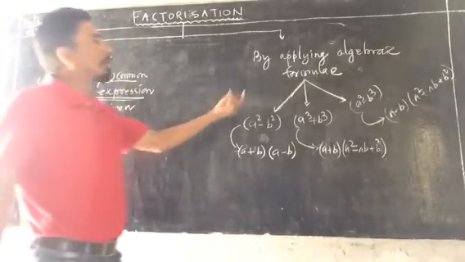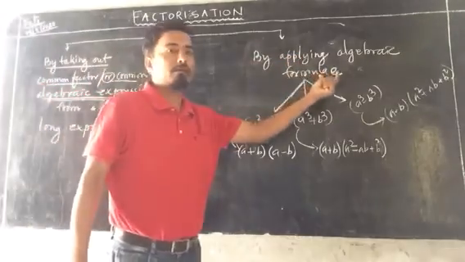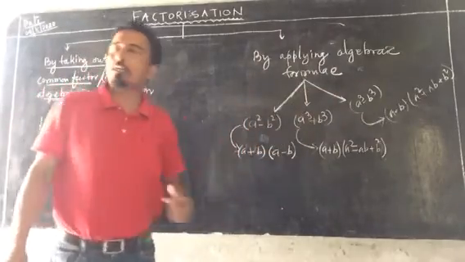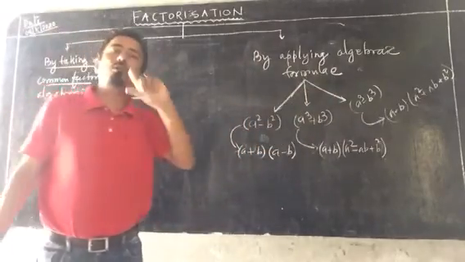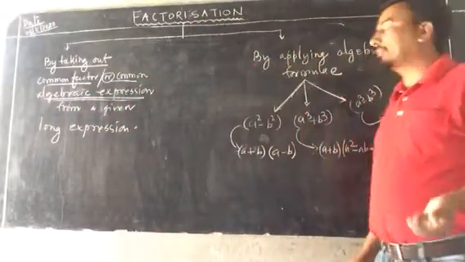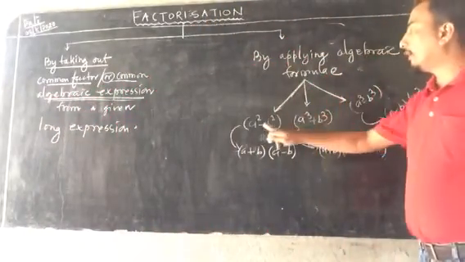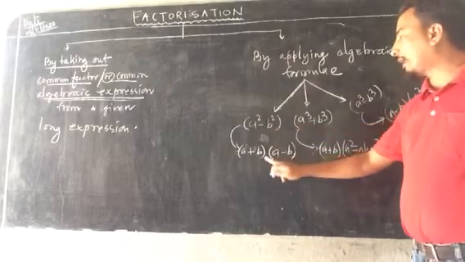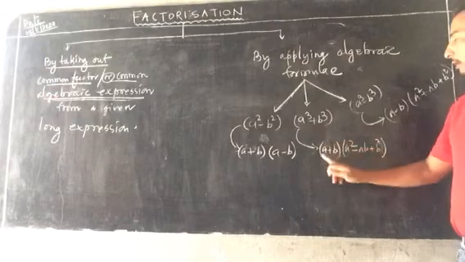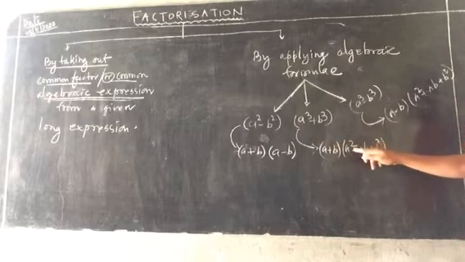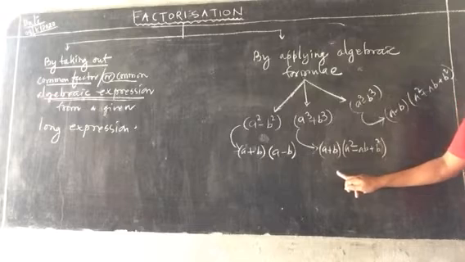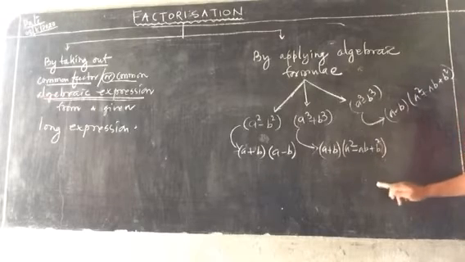Another method is by applying an algebraic formula. You can apply the algebraic formula, and especially only these three formulas are used. Other formulas are not used to factorize the expression. Okay, a square minus b square has only one formula, a plus b into a minus b. But a cube plus b cube has two formulas: a plus b into a square minus ab plus b square. Another formula is also there: a plus b whole cube minus 3ab into a plus b.